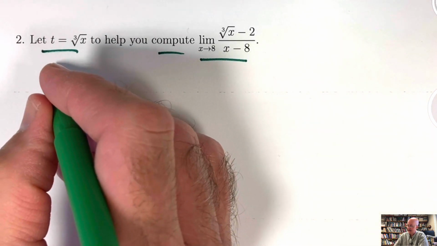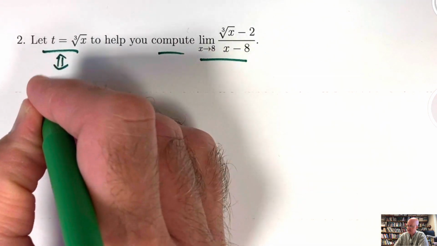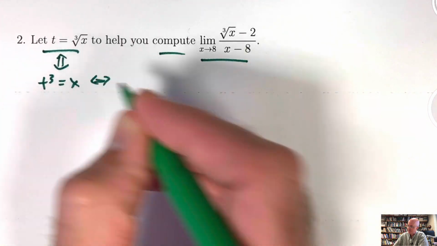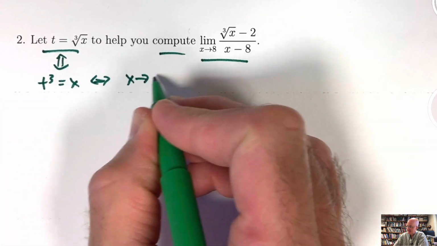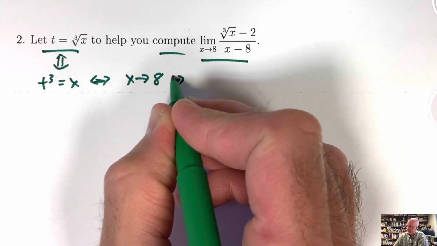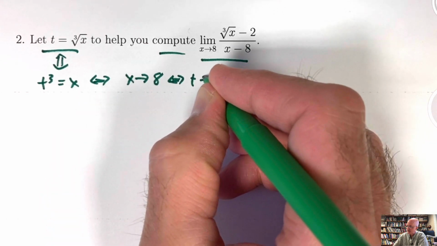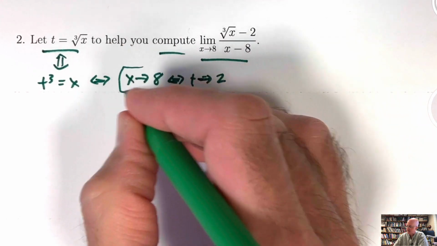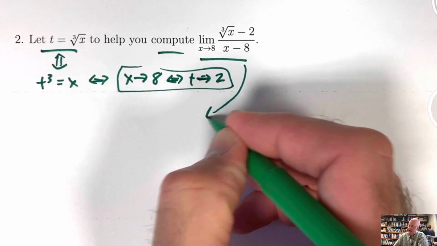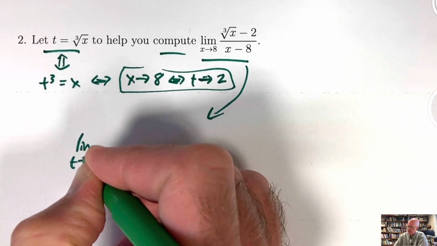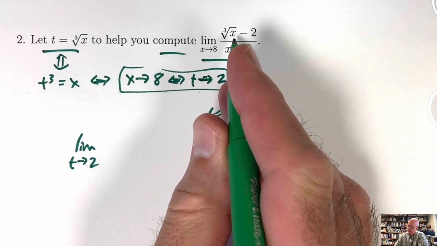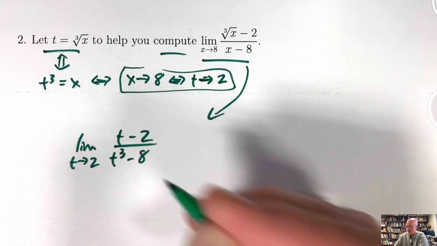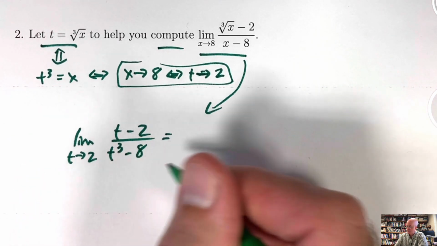So t is cube root of x, so that's equivalent to t cubed equaling x. And it's also equivalent to x approaching 8 being the same as, I've got lots of equivalencies here, t approaching the cube root of 8, which is 2. Okay? So we can change this limit to a limit as t approaches 2, replace the cube root of x with t, replace x with t cubed. Now, this still doesn't look super easy because you've got a cube there.